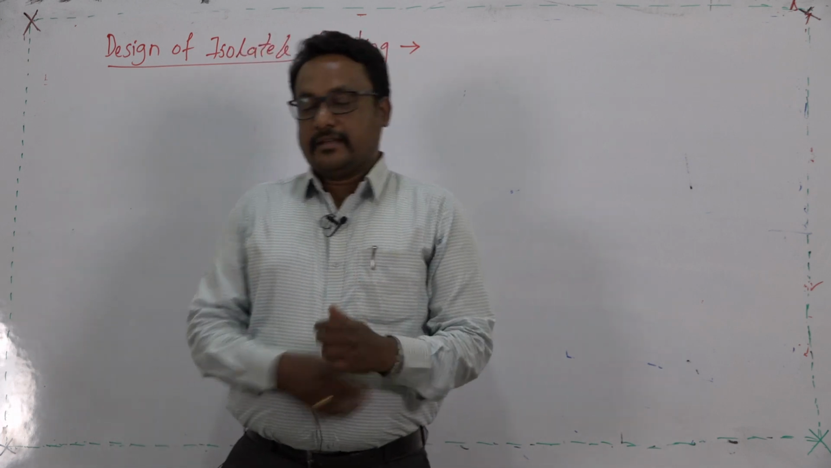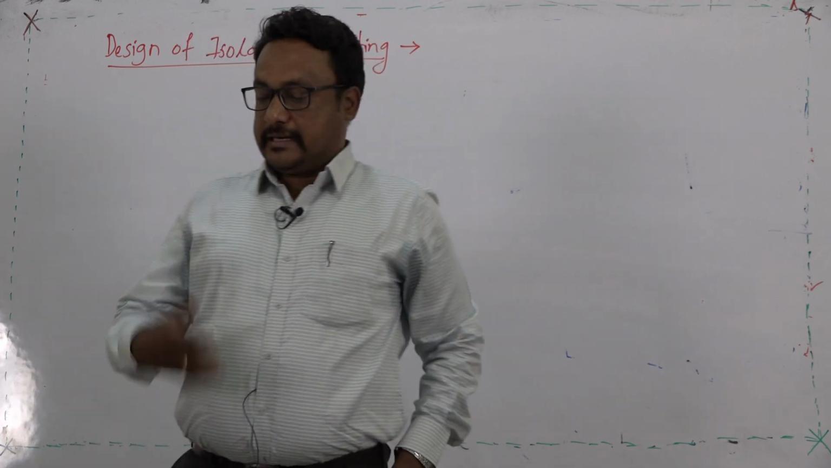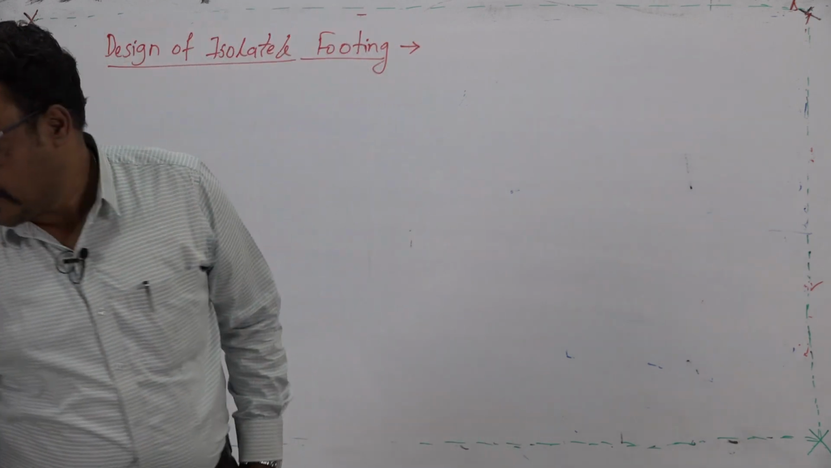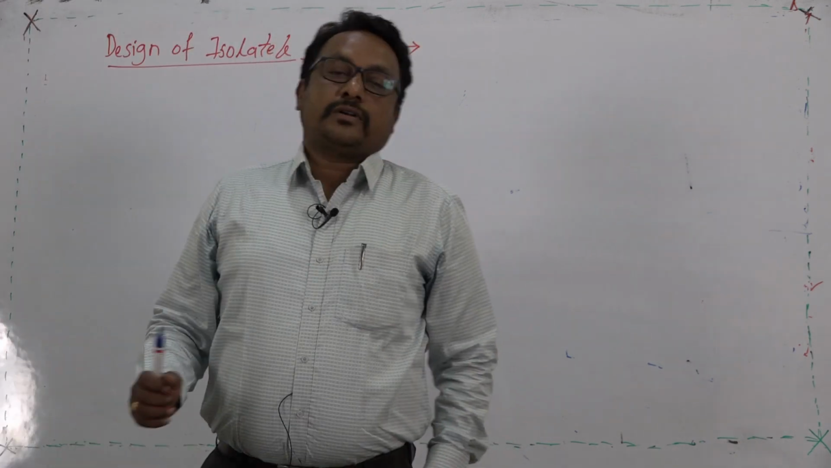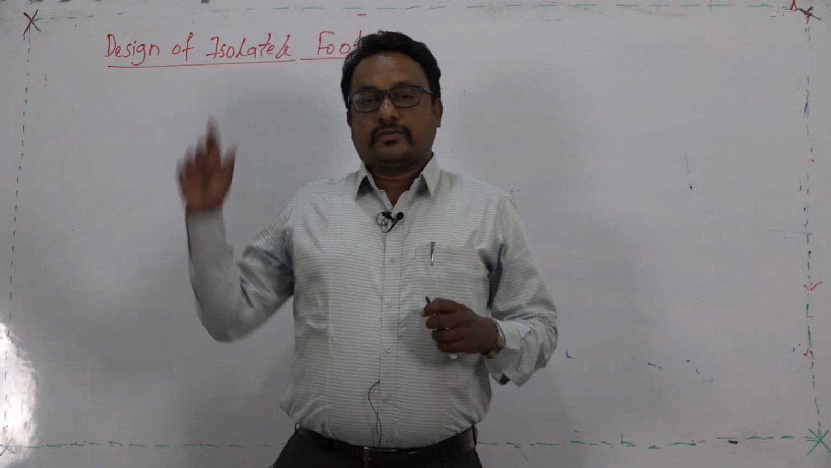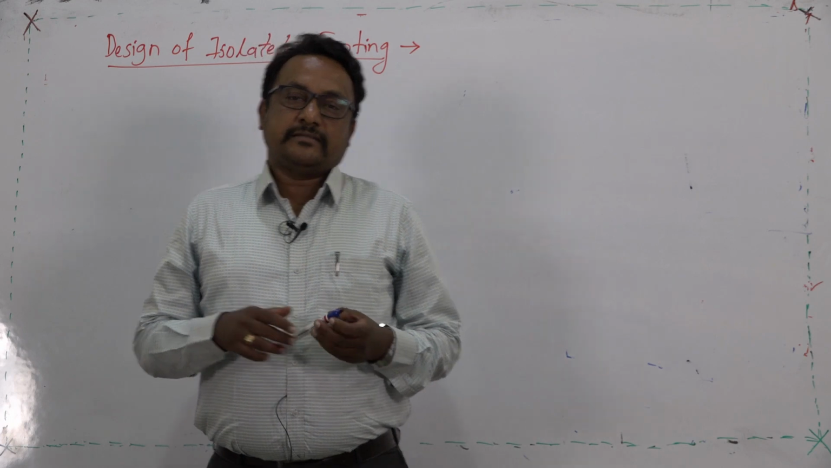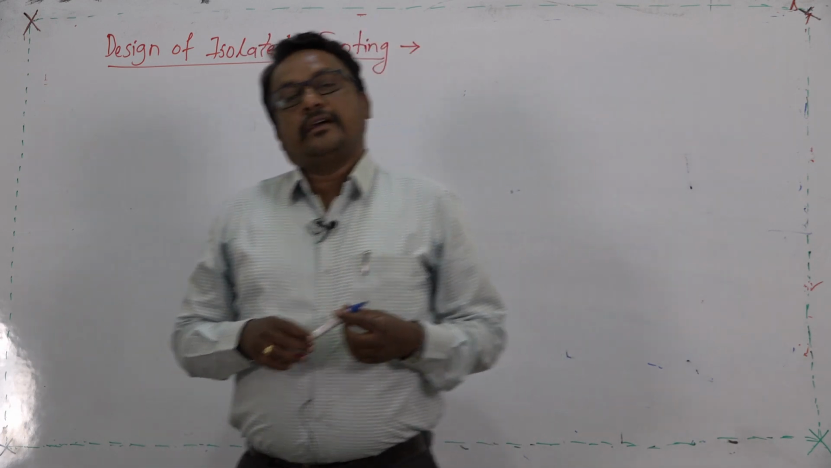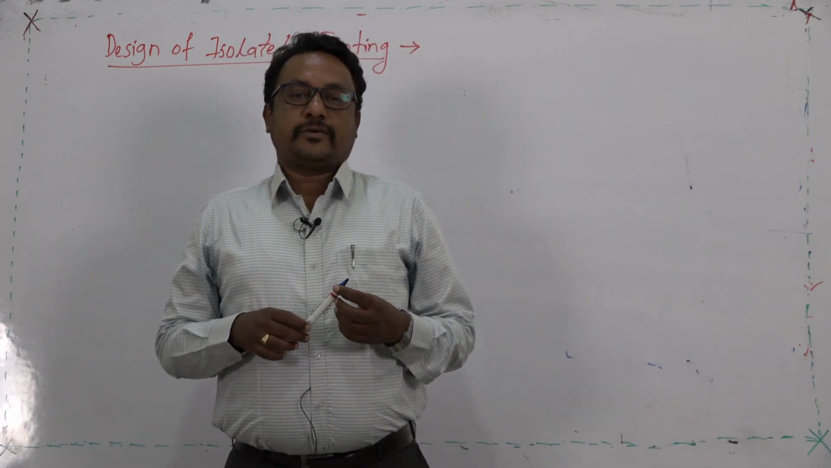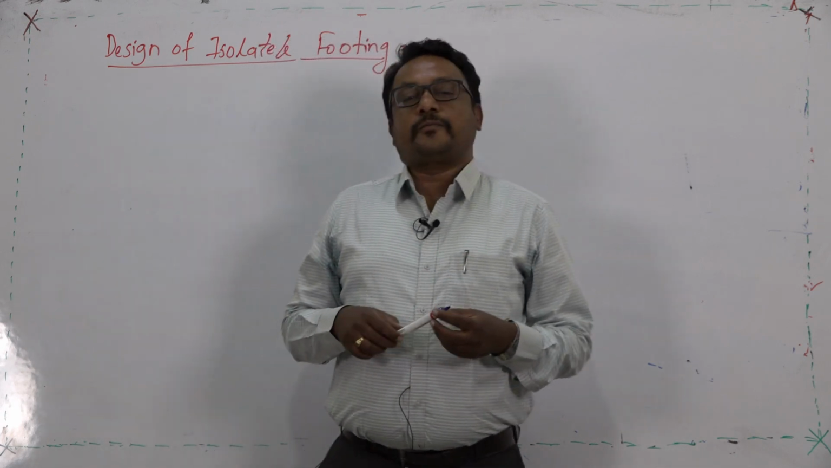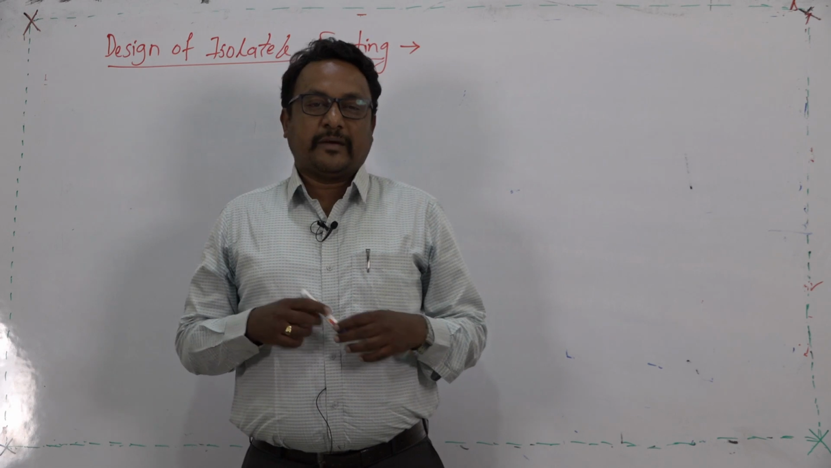Good morning friends. So, we will continue the second lecture on design of isolated footing. I will summarize what we have discussed so far. We have taken the problem of one column of size 500 by 500 having the grade of 20 megapascal and the steel or the rebar of 415 megapascal.